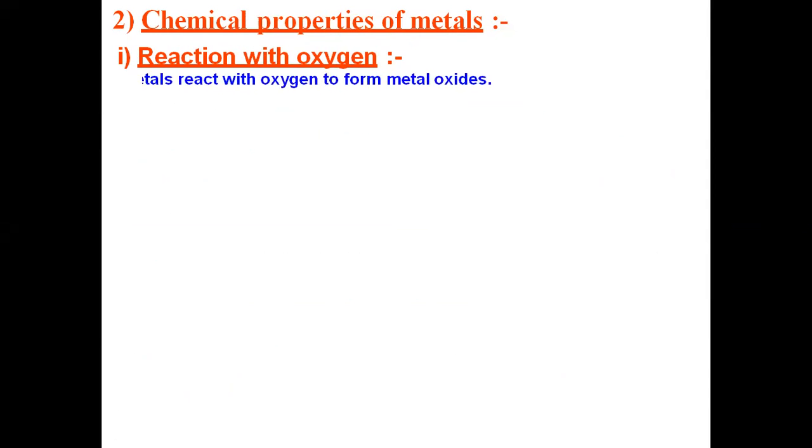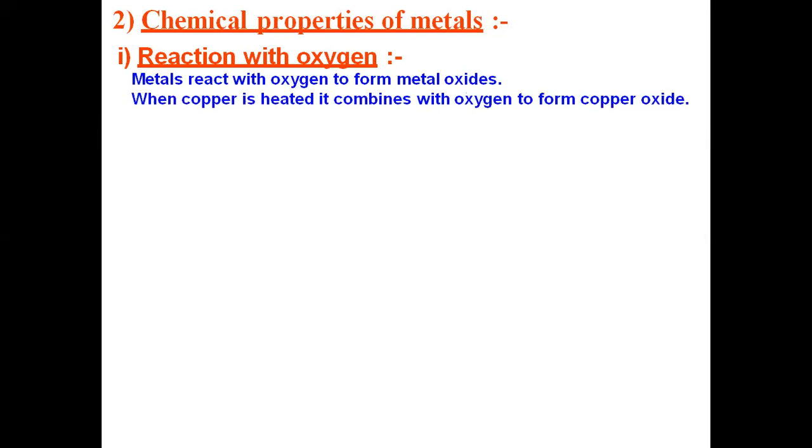Most metals react with oxygen to form the corresponding metal oxide. For example, if I consider copper, when copper is heated, it combines with oxygen to form copper oxide. You can see copper here. The copper combines with O2, that is oxygen, to form CuO. Why CuO? Because the oxidation state or charge on oxygen will be -2 and the charge on copper will be +2. The +2 and -2 cancel each other and we get CuO.